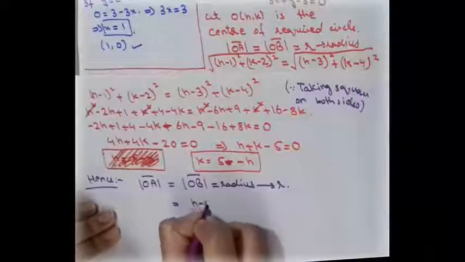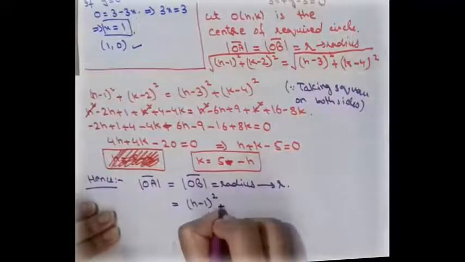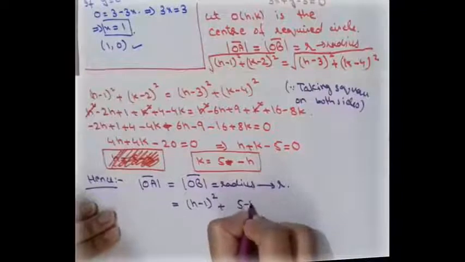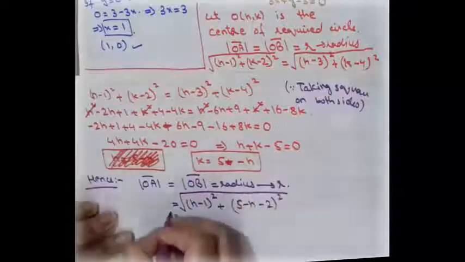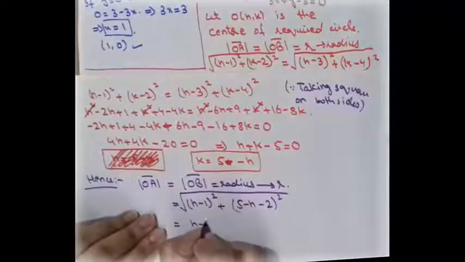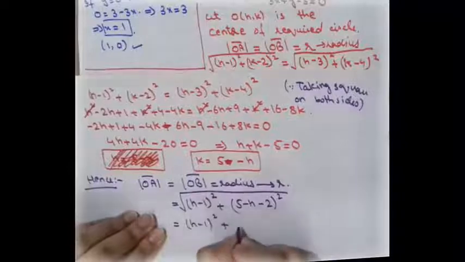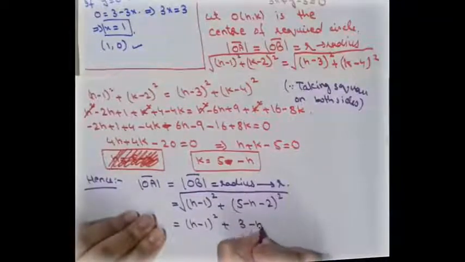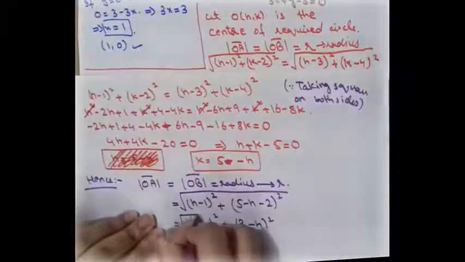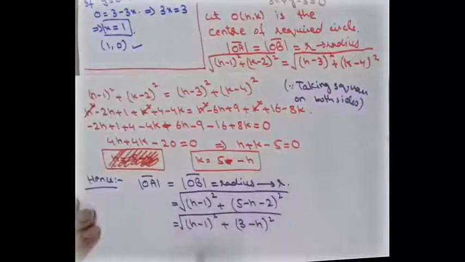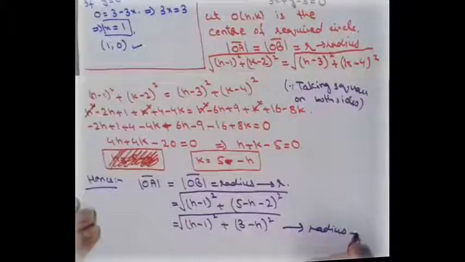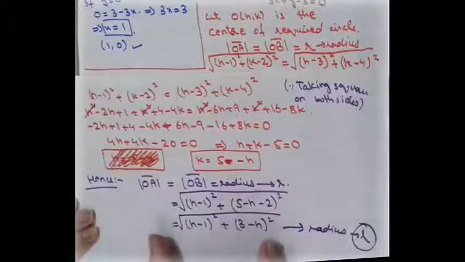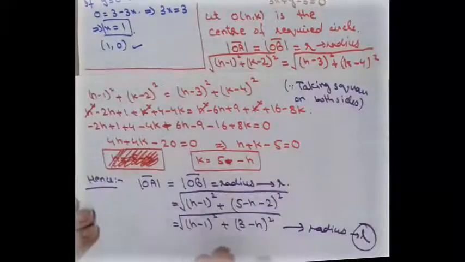So it will be the square root of (h minus 1) square plus (5 minus h minus 2) square, which equals the square root of (h minus 1) square plus (3 minus h) square. Basically here we conclude our radius, which we call r, that we will use in further steps. So we have found the radius and the value of k. In further steps we have to find the value of h.